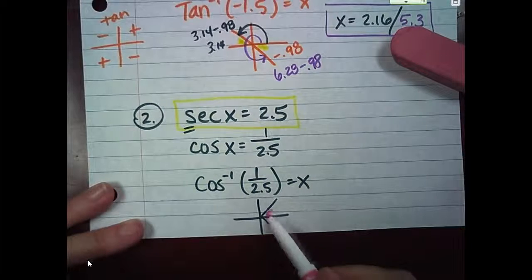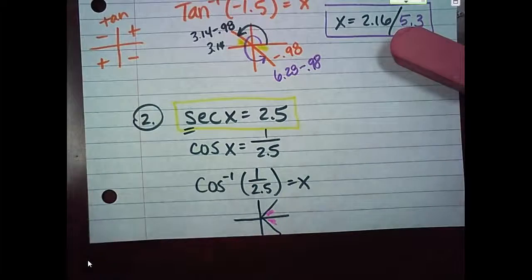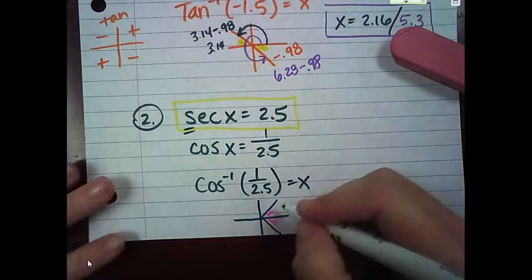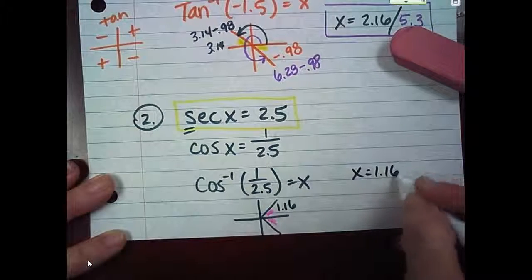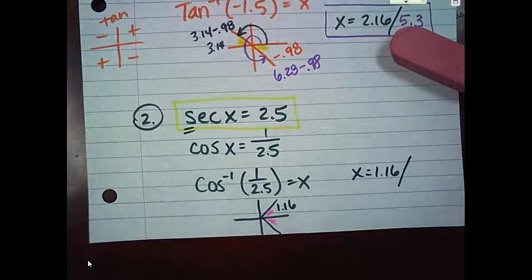You drew yourself. What did you get? 1.16, right? It's nice when you get a positive. You don't have to do as much work. So x equals 1.16. Now your job is to find the other one. I'll give you a second. Look at the picture to help you decide if you're going to add or subtract. You've got to start trying to figure that out for yourself.